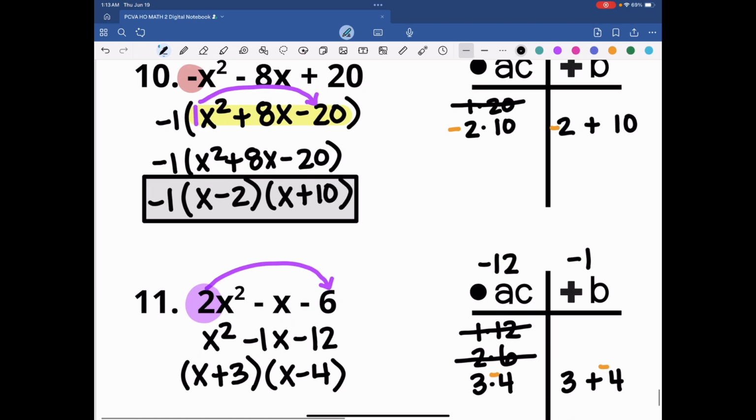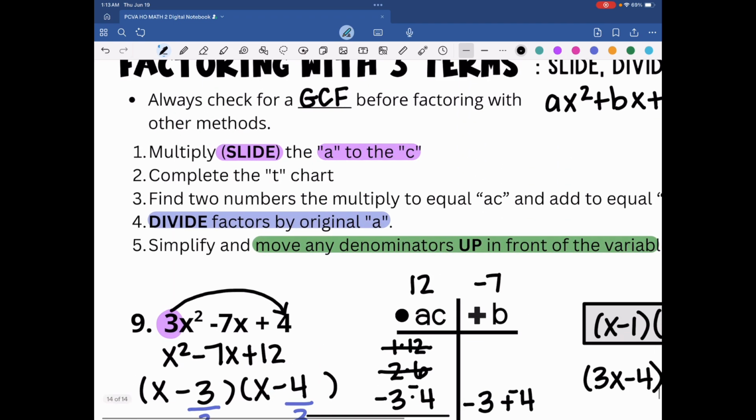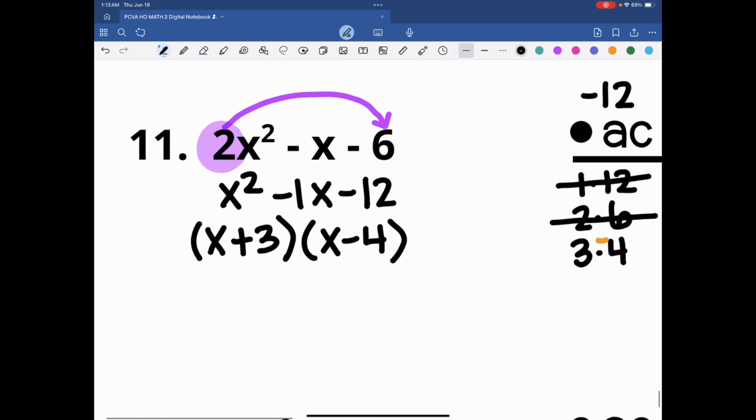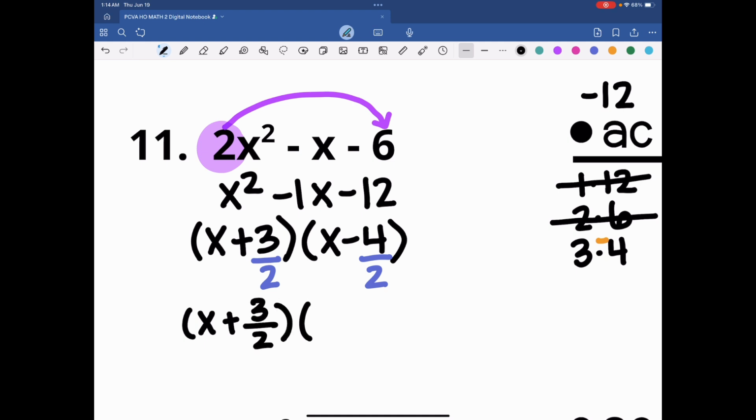So remember, the next step would be divide. We're going to divide that original a back into both numbers. So my original a was a 2. We're going to divide it into the 3 and the -4, and then simplify. So 3 and 2, we can't simplify that any further. All right, -4 and 2, we can simplify that to -2.